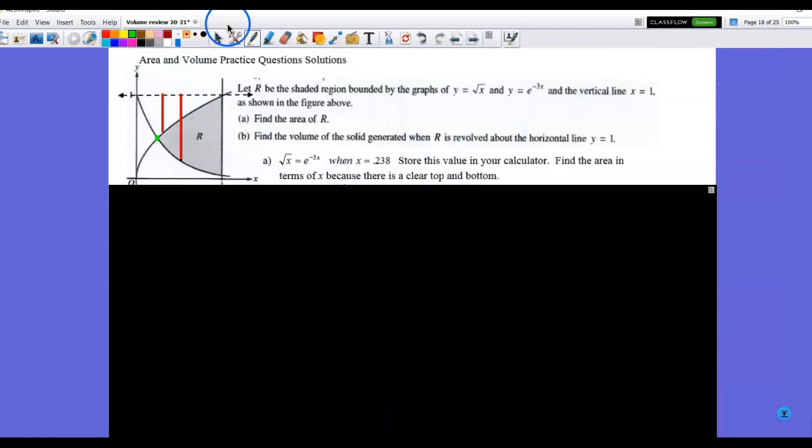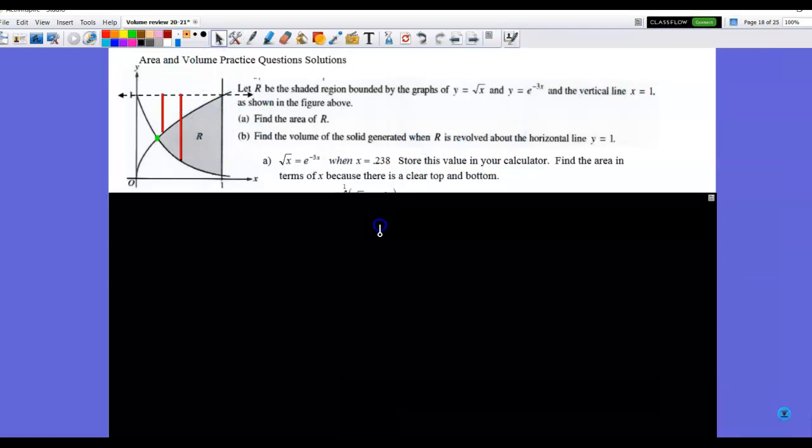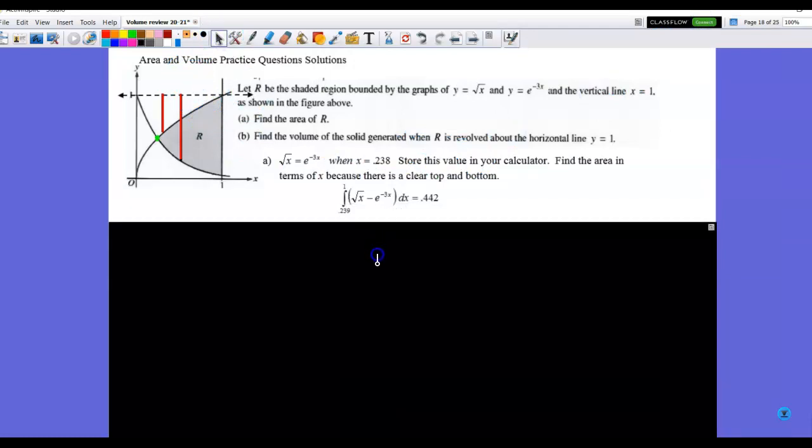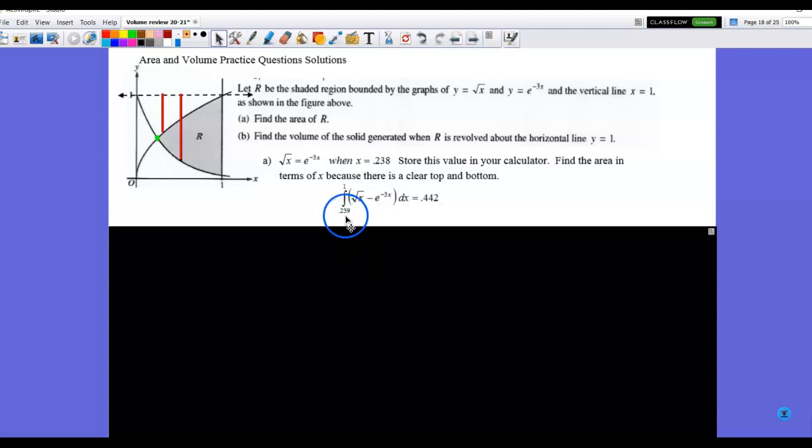All right, so I'm going to come back now and I'm going to write my integral that I'm going to work with. So notice right here I did have my lower bound 0.239. I wrote it with 3 decimal places to 1. Top curve is the square root of x. Bottom curve is e to the negative 3x.